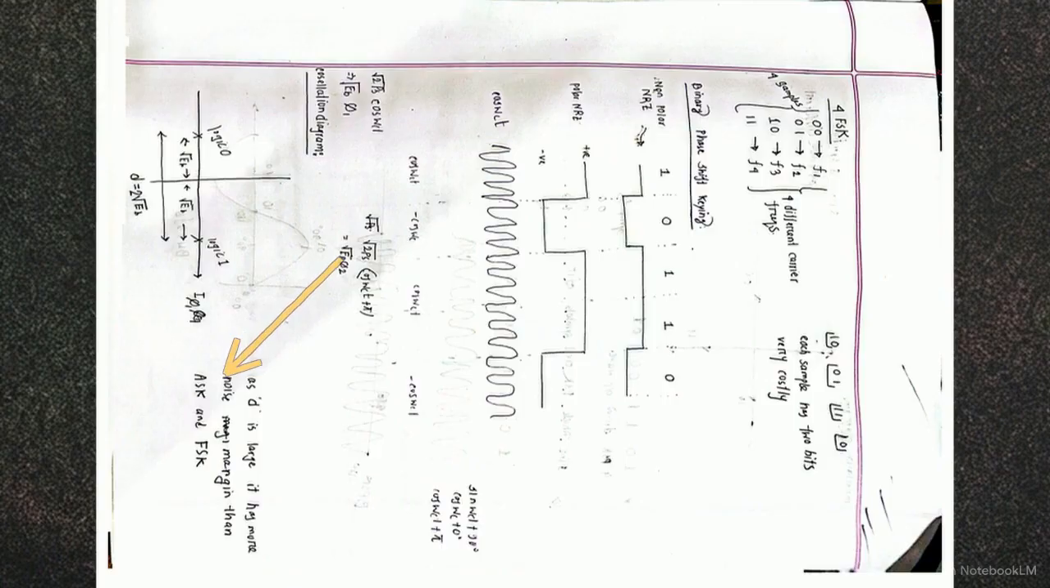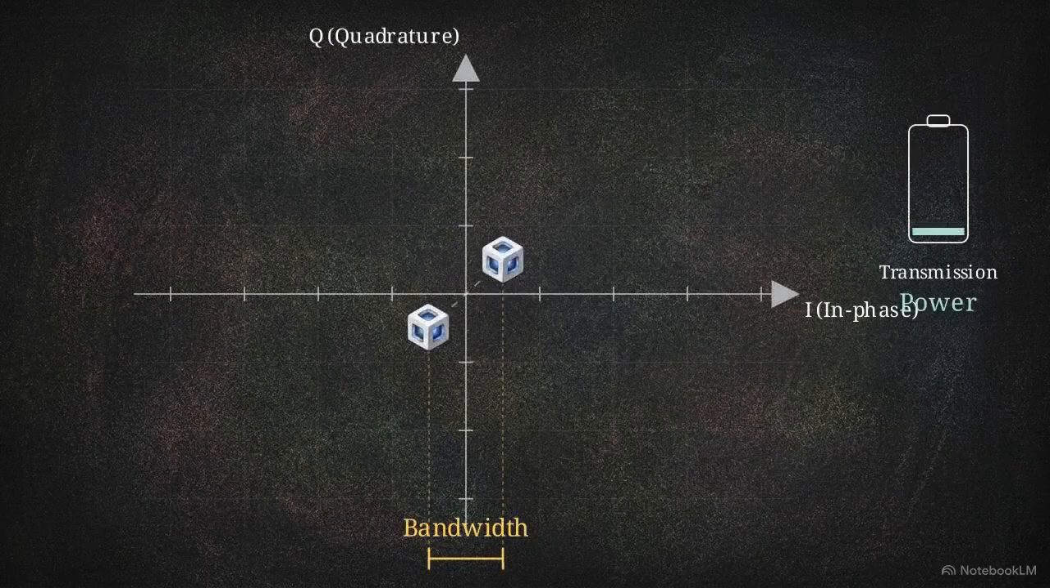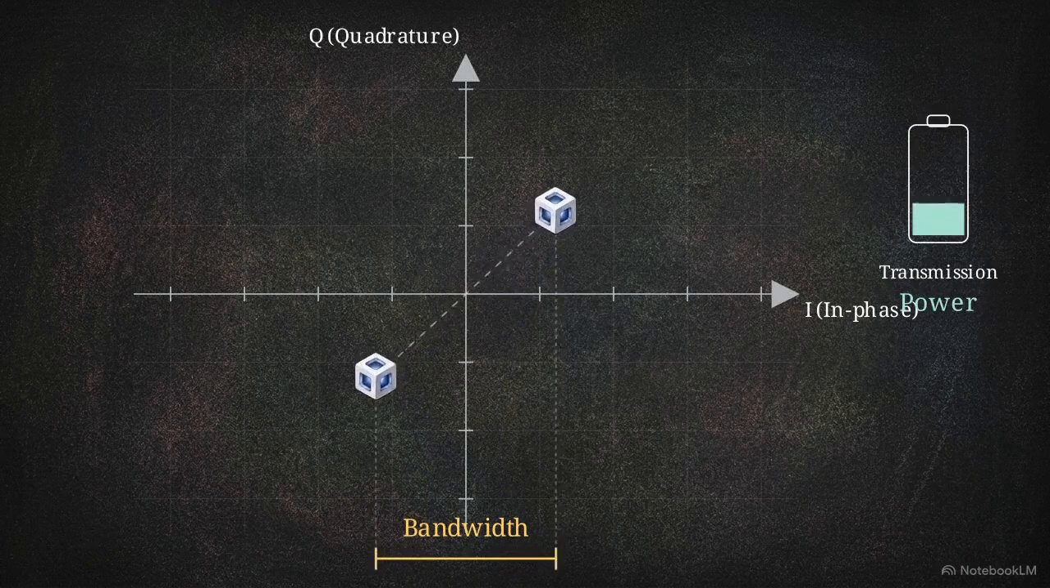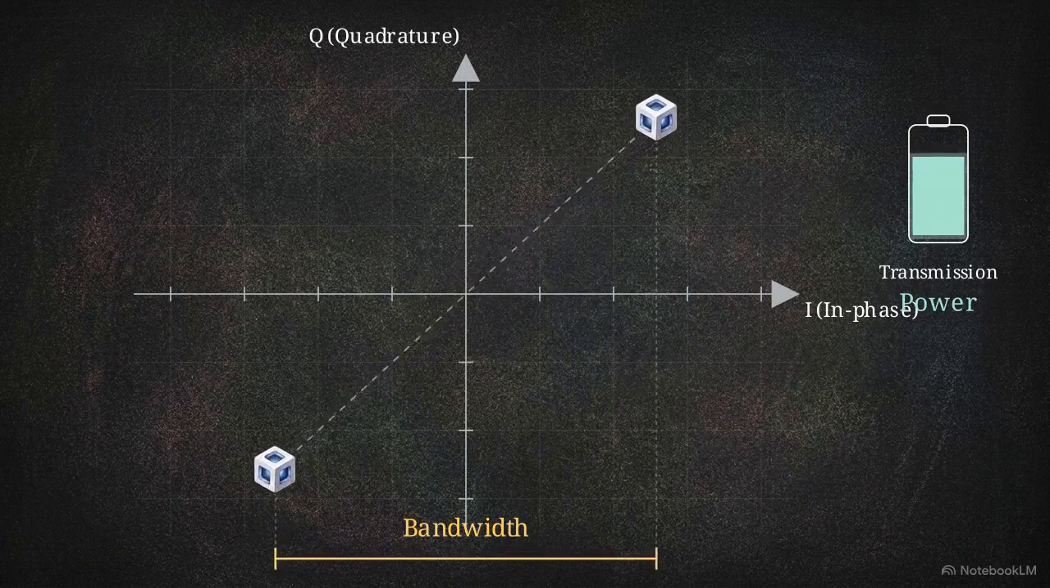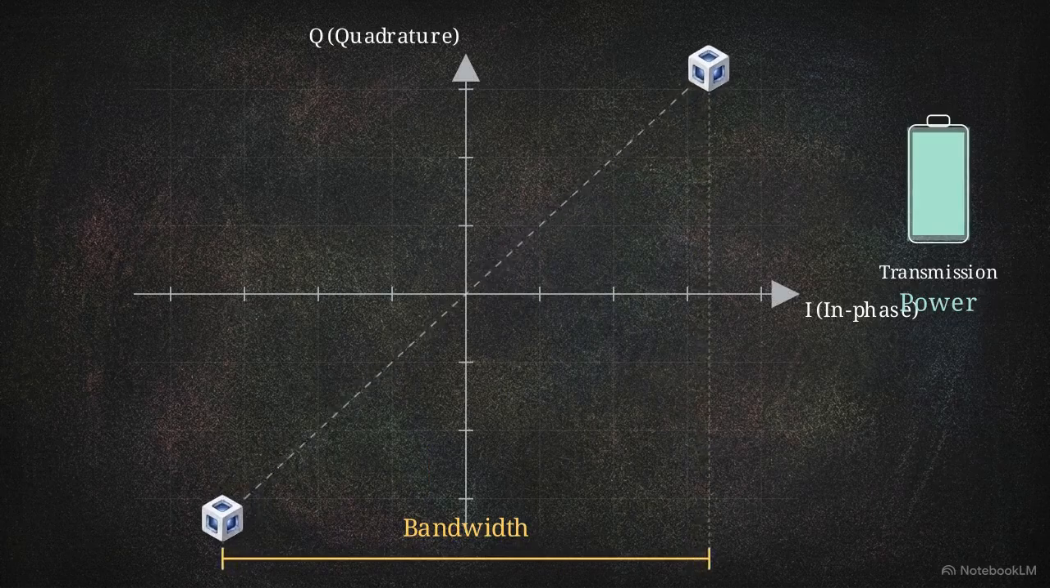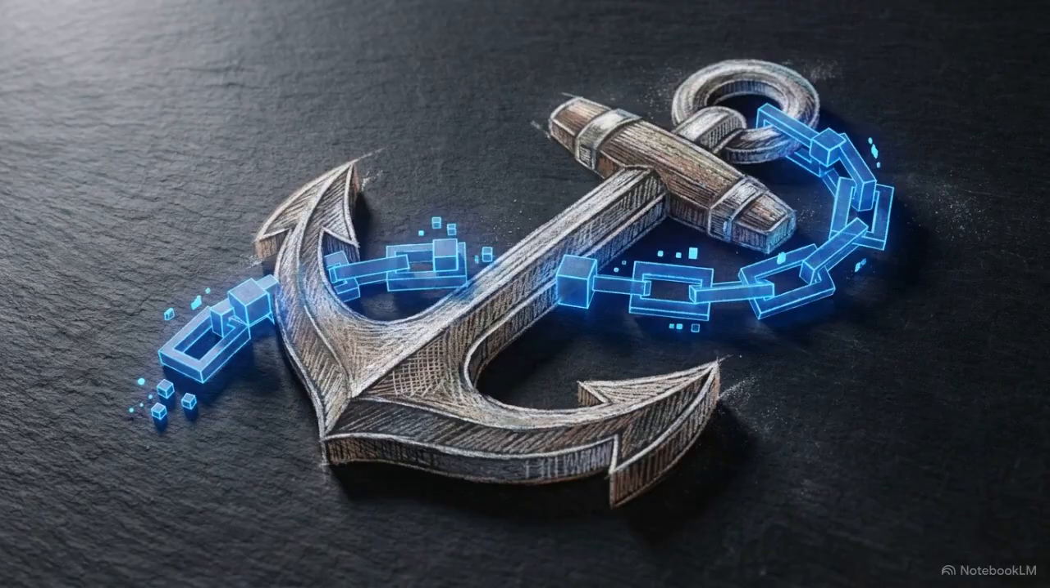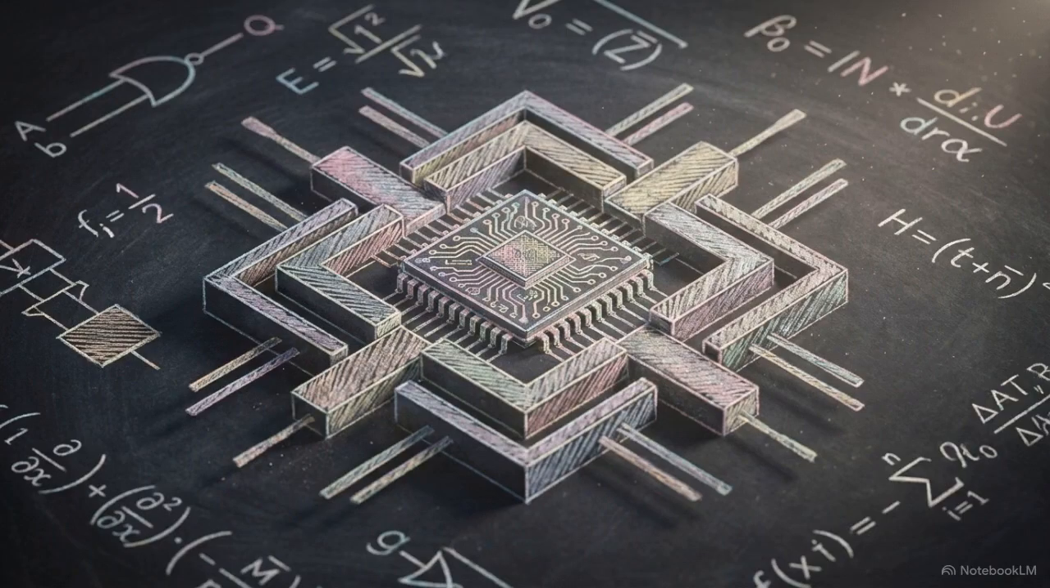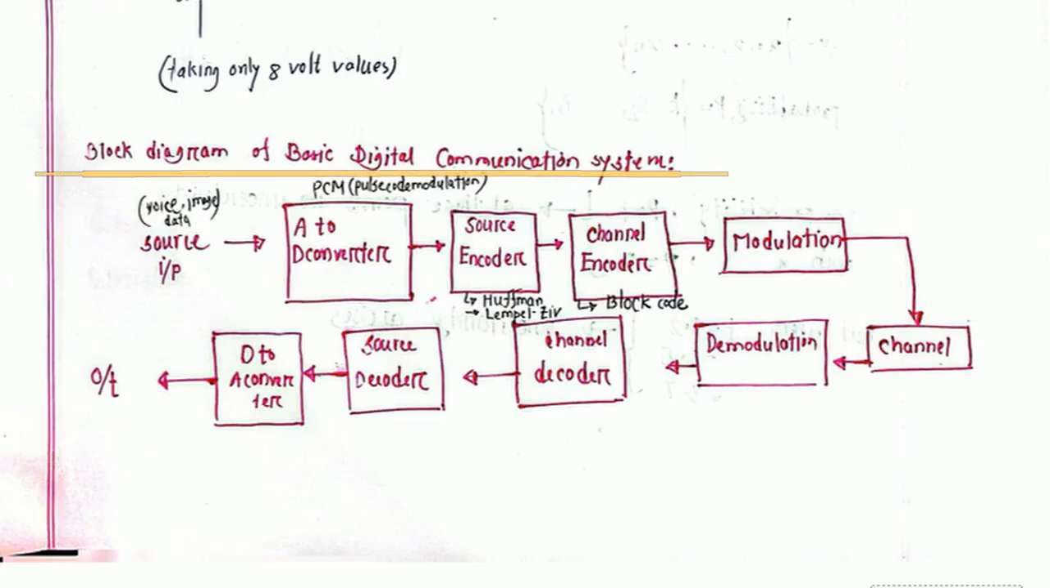But widening the distance between these points requires either increasing transmission power or consuming a wider block of the frequency spectrum. Digital modulation acts as the ultimate physical anchor of the system. It is where mathematical algorithms must respect the thermodynamic constraints of the universe. Returning to this foundational block diagram, we see these individual components operating together as a single mathematical engine. It is a continuous, unbroken chain of translation.